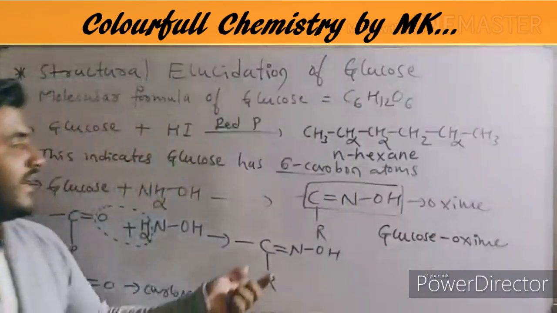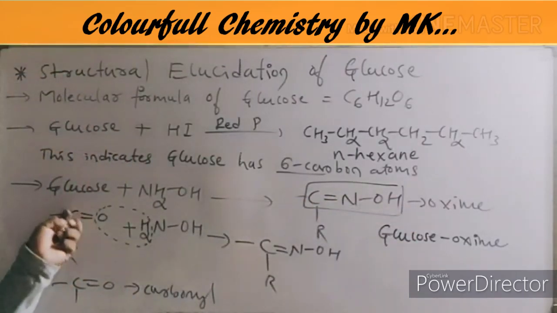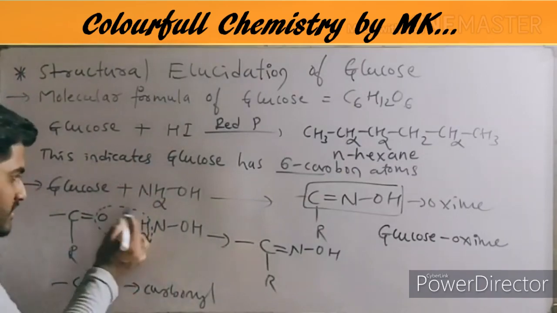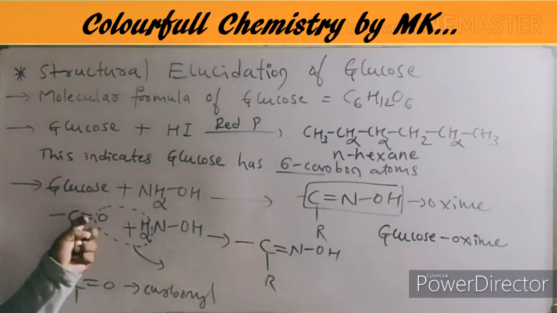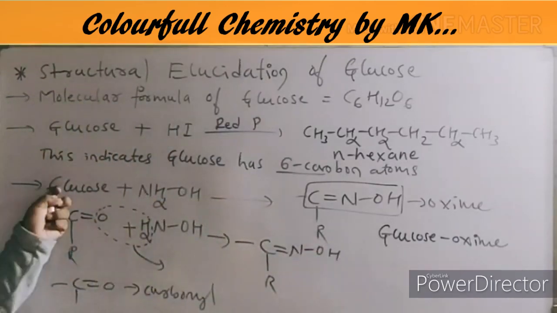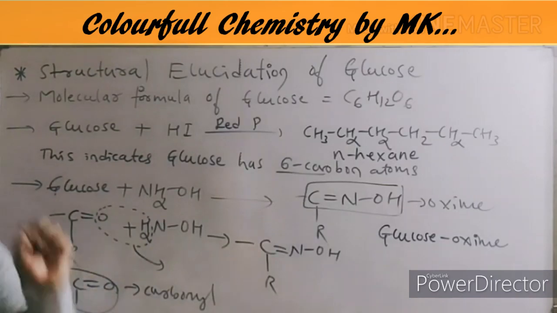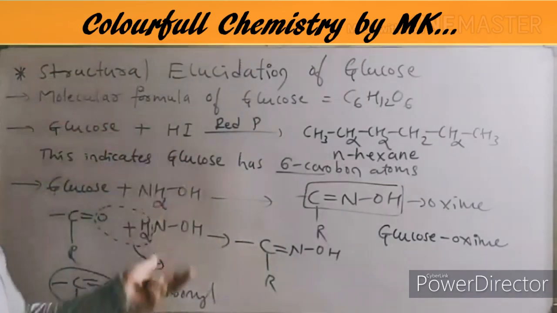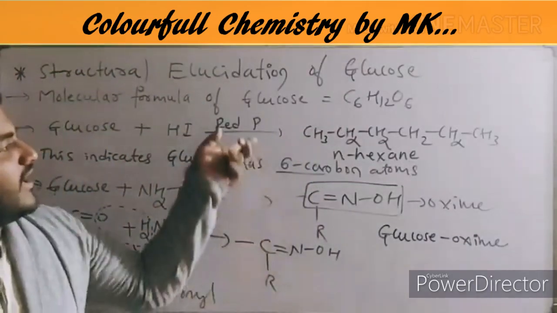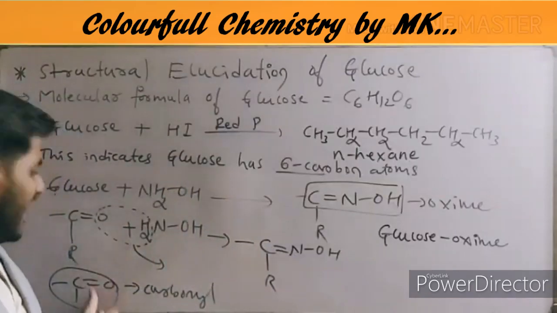Glucose oxime they are getting, that means C double bond NOH. Look at this reaction: C double bond O plus NH2OH, so H2O is removed, and the remaining is double bond NOH. So this reaction indicates that glucose has which group? A carbonyl group. So up to this point, we come to know that glucose has 6 carbon atoms, all in a straight chain. Another thing, glucose has a carbonyl group.